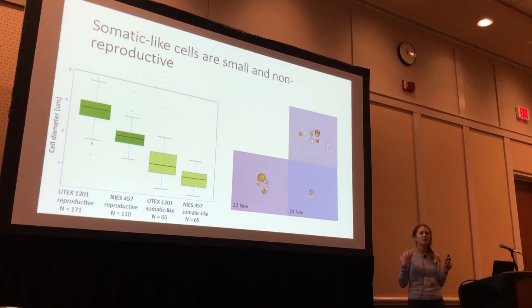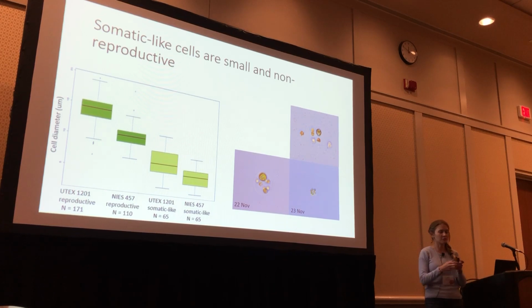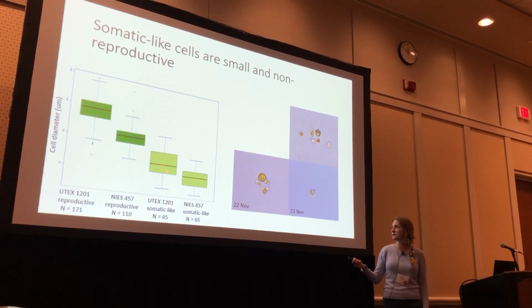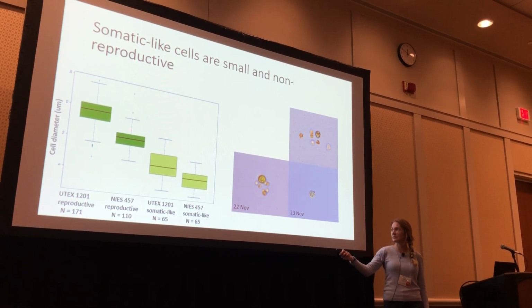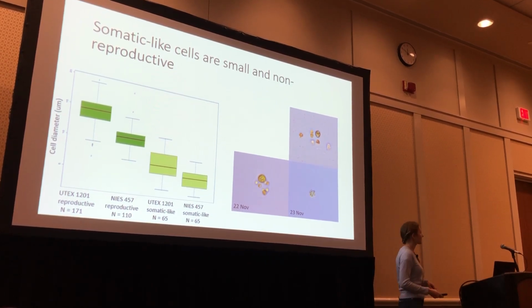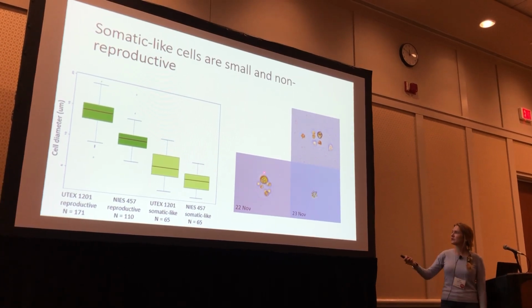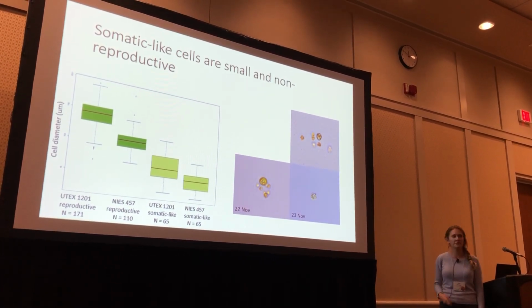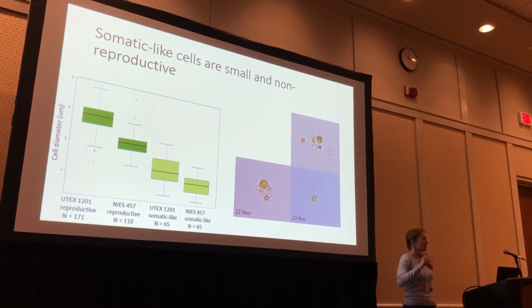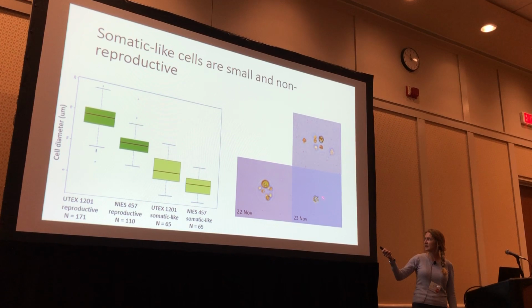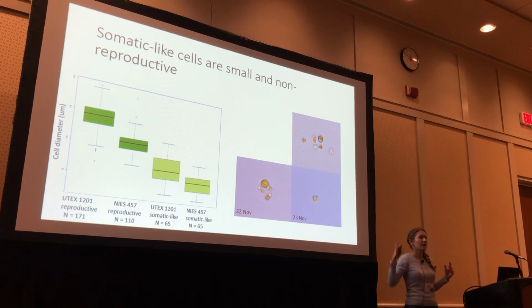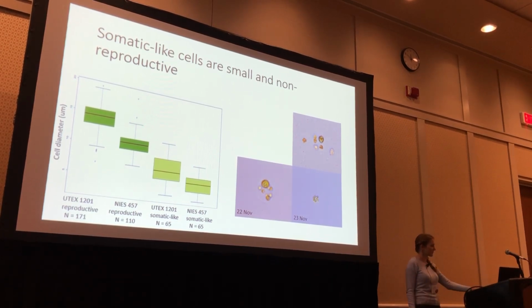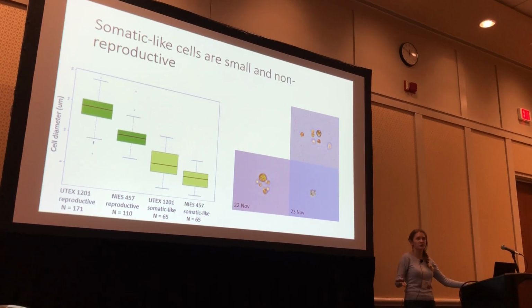I also found that these somatic-like cells are in fact consistently smaller than the reproductive cells. Here you see the somatic-like cell diameters for UTEX 1201 compared to the reproductive cell diameters for that same species. Same thing with NIES 457. The somatic-like cells are smaller. Additionally, they do not reproduce. And you see that here. Here's a colony with one reproductive cell, 7 somatic-like cells. That reproductive cell divides, the daughter hatches out and swims around, and the somatic-like cells remain in that extracellular matrix. They do not divide.